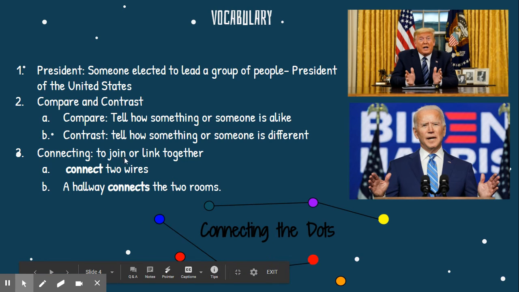Connecting means to join or link. And some examples are to connect two wires, kind of like in the game Among Us when you connect the wires, or a hallway connecting two rooms. And here's just a little example. When you do connect the dots, you are drawing lines to connect them. And what we're doing is we're connecting two people in a text.